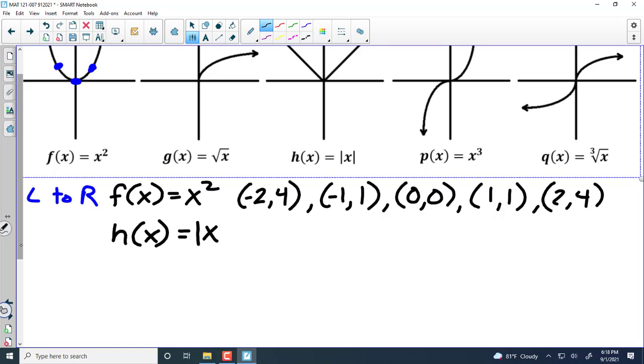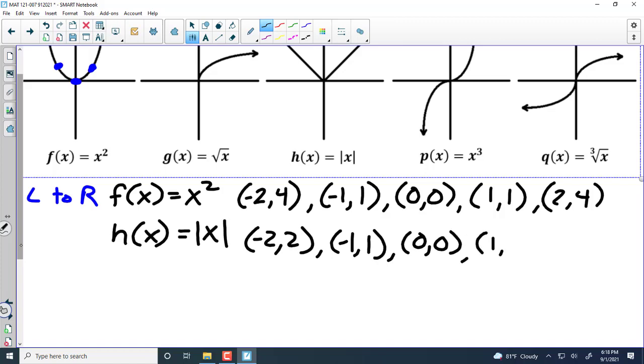Absolute value of x, I could list some ordered pairs like negative 2, 2, negative 1, 1, 0, 0, 1, 1, 2, 2. And that's not just any 5 ordered pairs, that's 5 ordered pairs that give me a representative shape of what the graph looks like. Same thing with our x cubed and our cube root function.